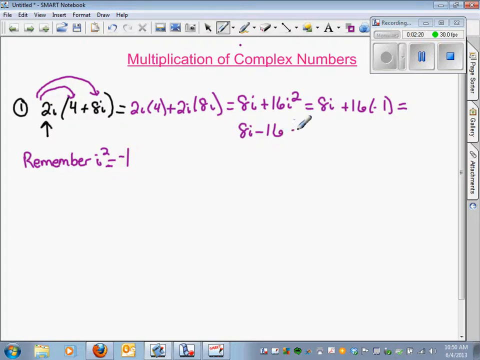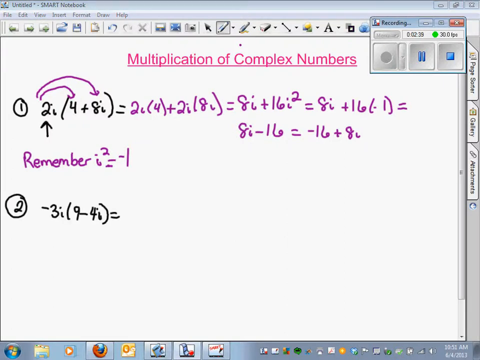So now we're down to a complex number. We simply need to rewrite this in the correct order. Remember, complex numbers, we want real first, then imaginary. So the real portion of this answer is negative 16. The imaginary portion is the positive 8i. So the answer to our multiplication would be negative 16 plus 8i.